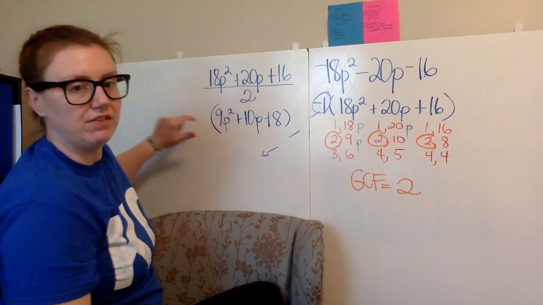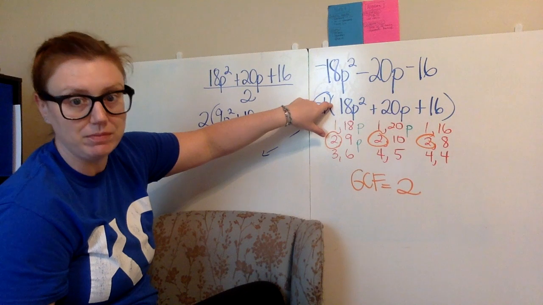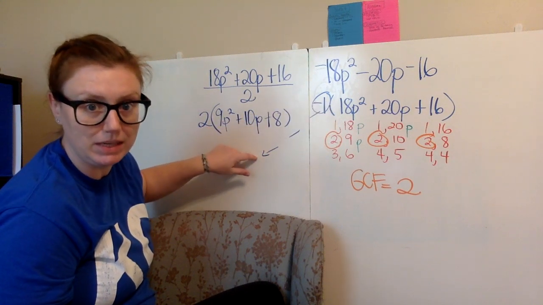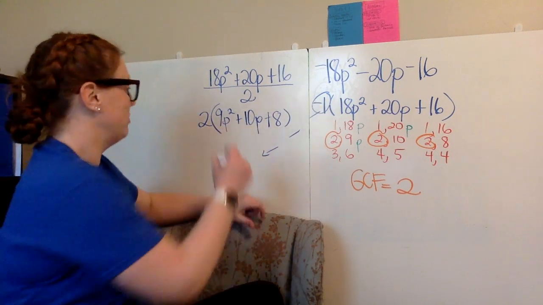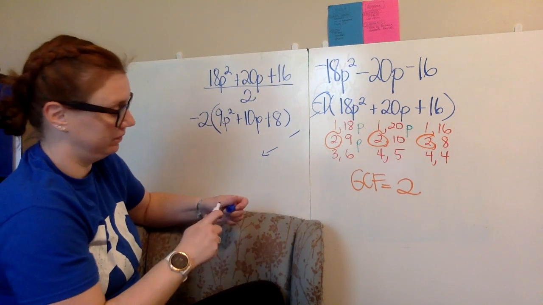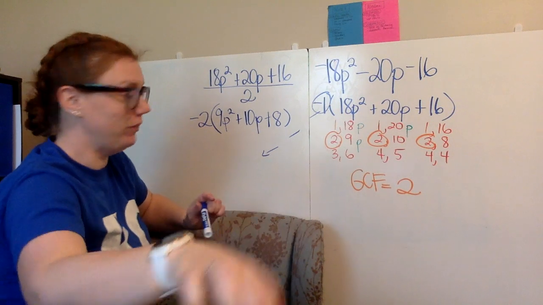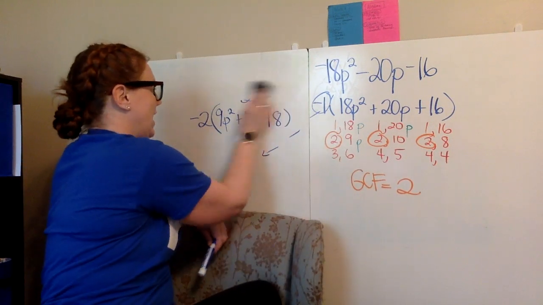I'm going to put my GCF in front. And remember, in this problem, that's why I draw this arrow to remind me I took out a negative at the beginning, so I'm going to have to bring the negative back. Getting better? Hopefully? All right, let's do the last one.